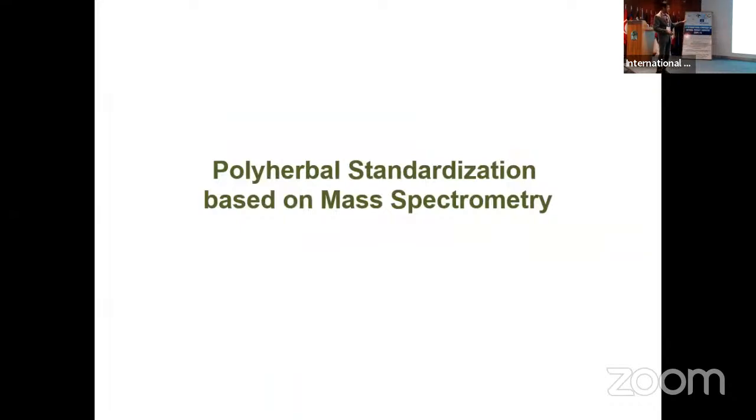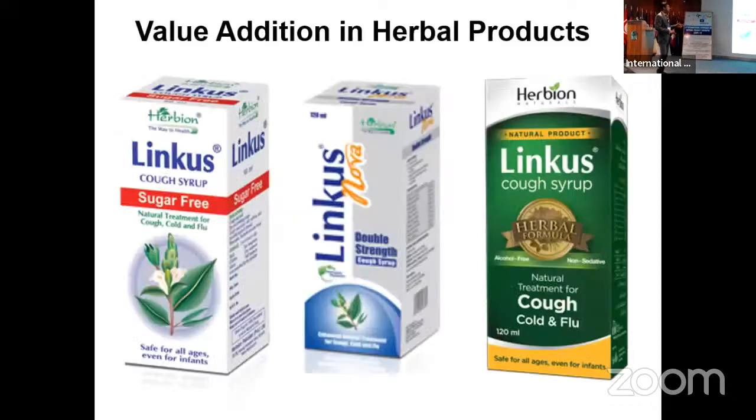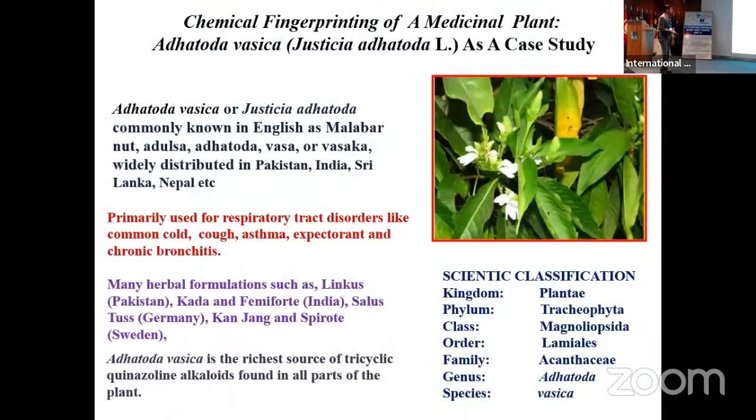So very quickly, the second part, the most important, is the polyherbal standardization. Remember, I told you how we can standardize a polyherbal extract with the help of mass spec. With this, we worked with the Herbion company. The latest is one of the best-selling items of Herbion, useful for cough and asthma. This is a mixture of over 10 herbs. So they were very keen to standardize this product and to add some value addition for their cost. So we have worked with this.